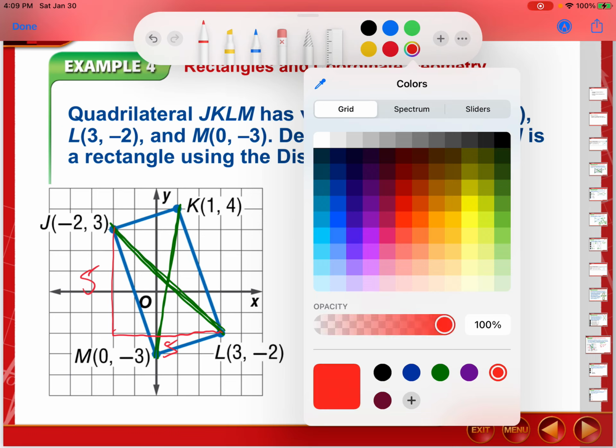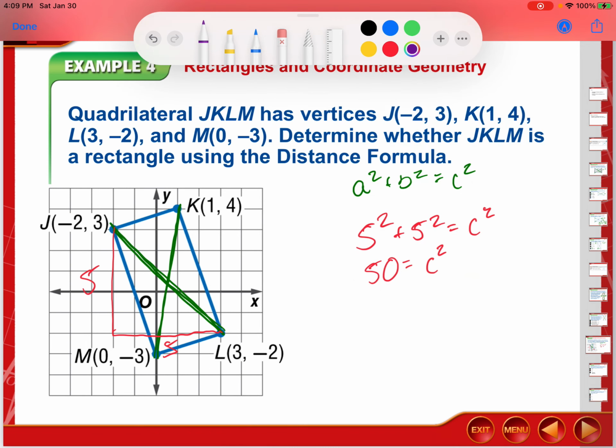So I'm going to switch colors. This orange is too close. Those are too close. We'll go with purple. So from K to M, I'm going to drop a line straight down and then straight to the left. So I have side lengths of 1, 2, 3, 4, 5, 6, 7, and 1. So Pythagorean's theorem for this triangle would be 1 squared plus 7 squared equals c squared. 1 squared is, of course, 1, plus 7 squared, which is 49. So I would have 50 equals c squared.